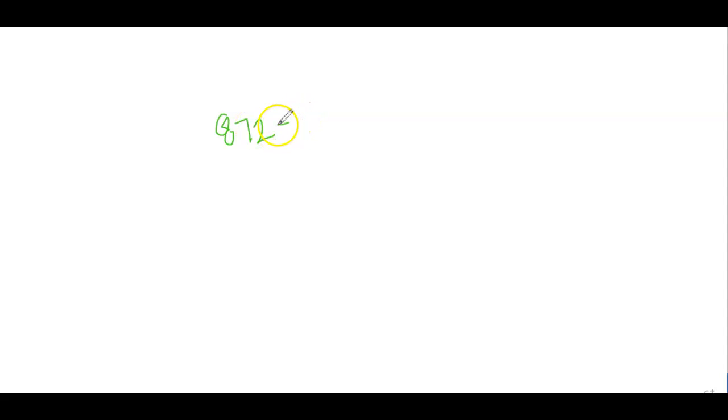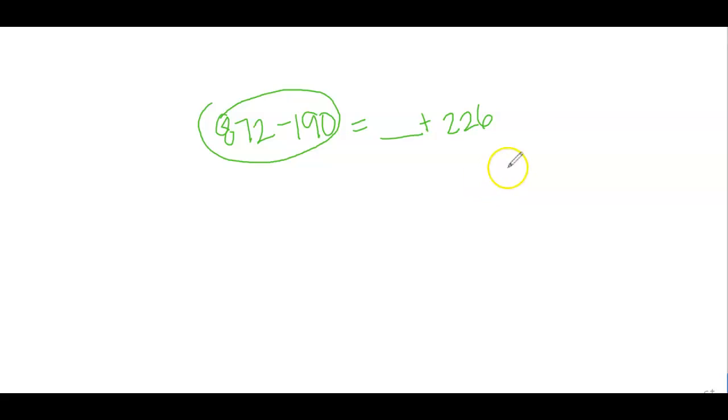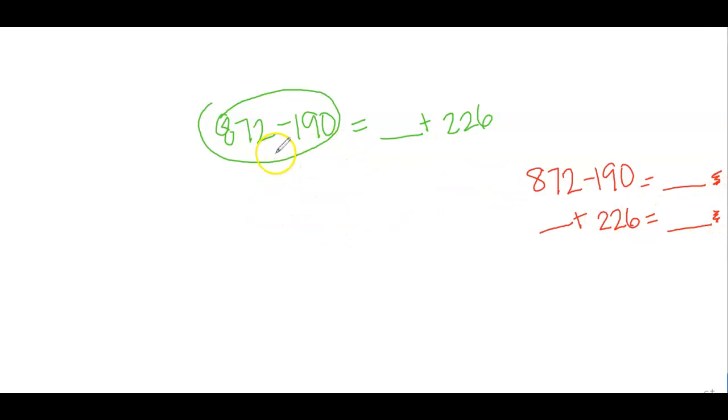872 minus 190 is the same as blank plus 226. All right. So right here, we have this equation complete. So we can actually figure this one out. So in our equations, we have 872 minus 190 is going to give us an answer. And then we're going to have blank plus 226 is going to give us the same answer. Remember, this one and this one will be the same. So let's start with the equation we know.